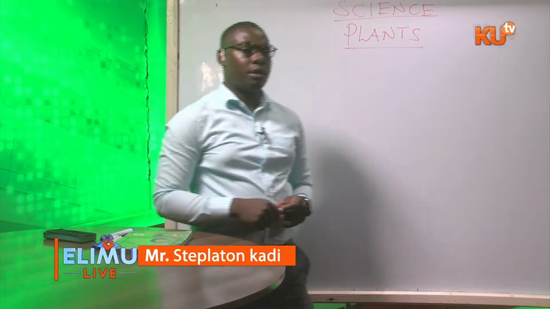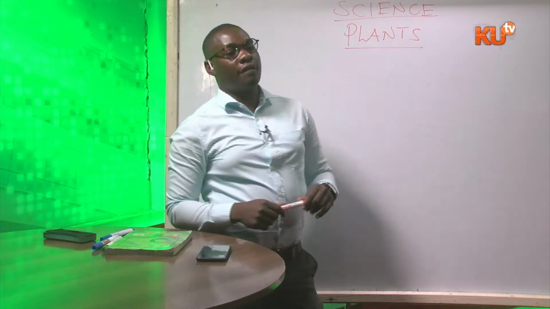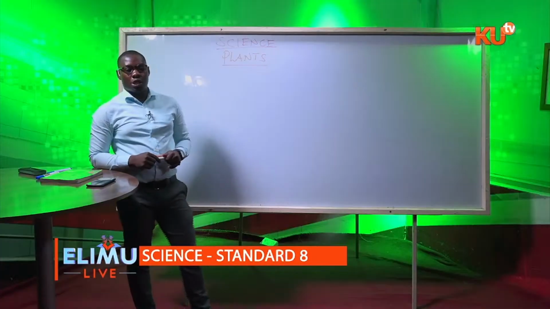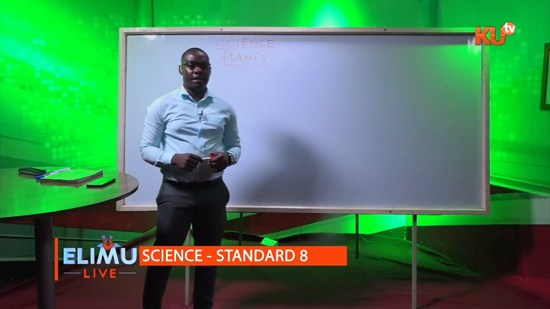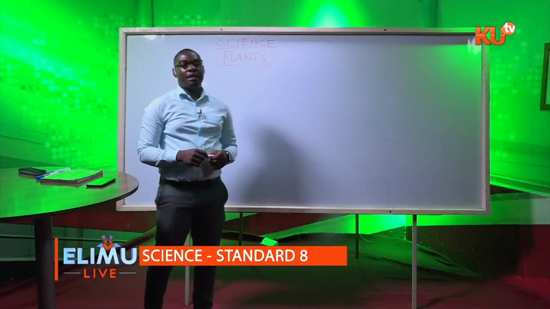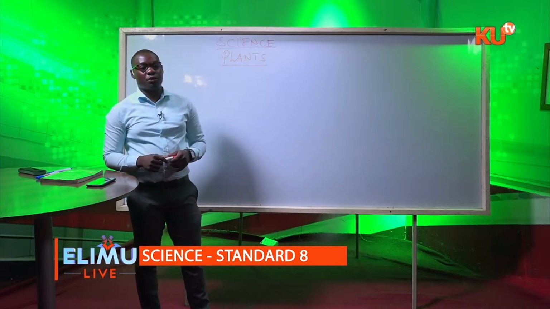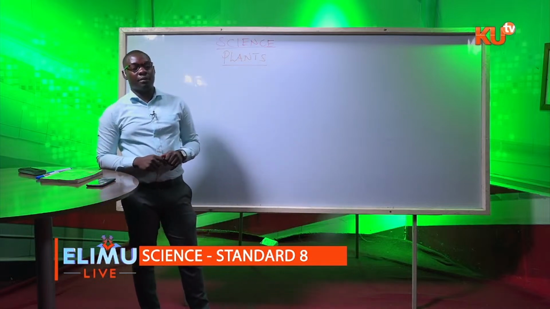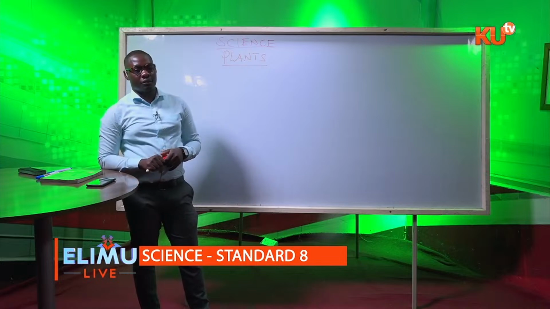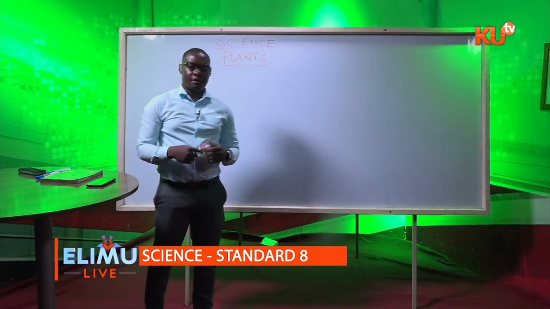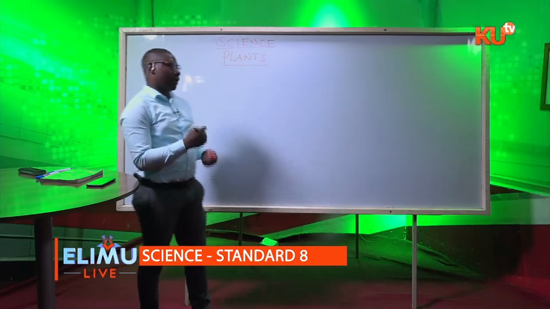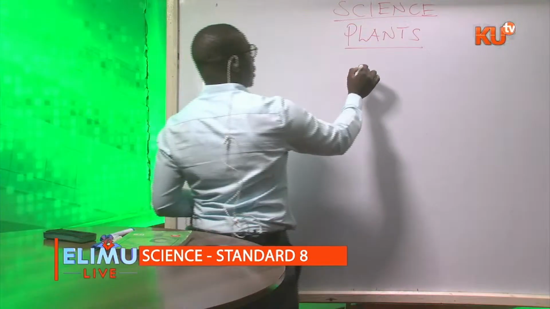So when we talk about reproduction in plants, we'll be focusing much on a flower, because a flower is the reproductive part in a plant. So we start by defining reproduction, that is the giving rise to new offsprings. So in plants, the offsprings will be given rise through the flower, which is the reproductive part.